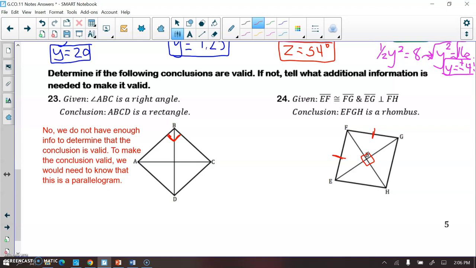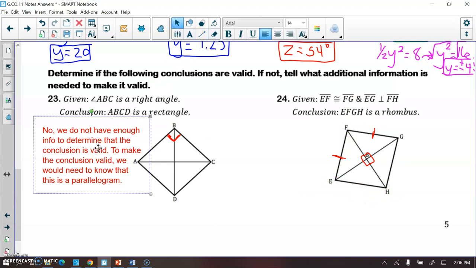However, we do not have enough information to say that this is valid because we could have that EH is congruent to HG, and that would make this a kite, in which EF and EH might not be congruent. So we cannot say that this is valid. But if we did know, again, that this was a parallelogram, or if we did know that EF and EH were congruent, then we could say that it is valid.